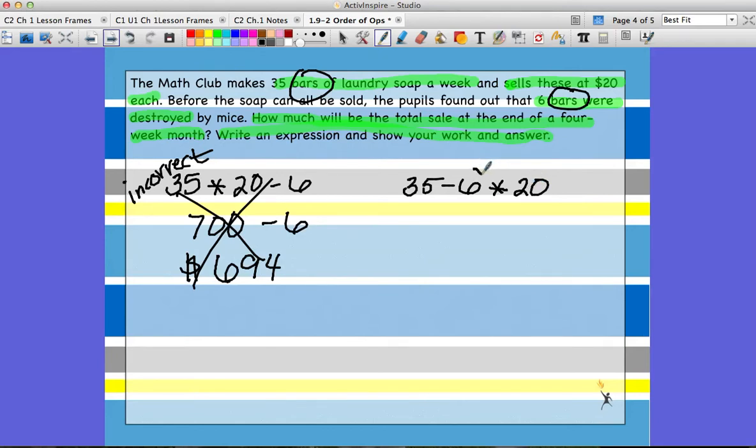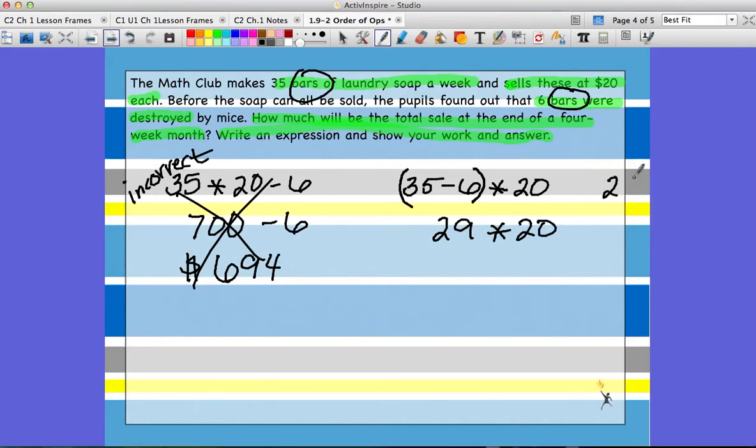So because we want to do this first and in the order of operations it doesn't come first, we have to use the parentheses. The parentheses tell us that this has to happen first before I can multiply it by how much I sold them for. So I have to first figure out how many bars I was actually able to sell and then multiply it by how much I sold them for. So in this case, 35 minus 6 would be 29 times 20.